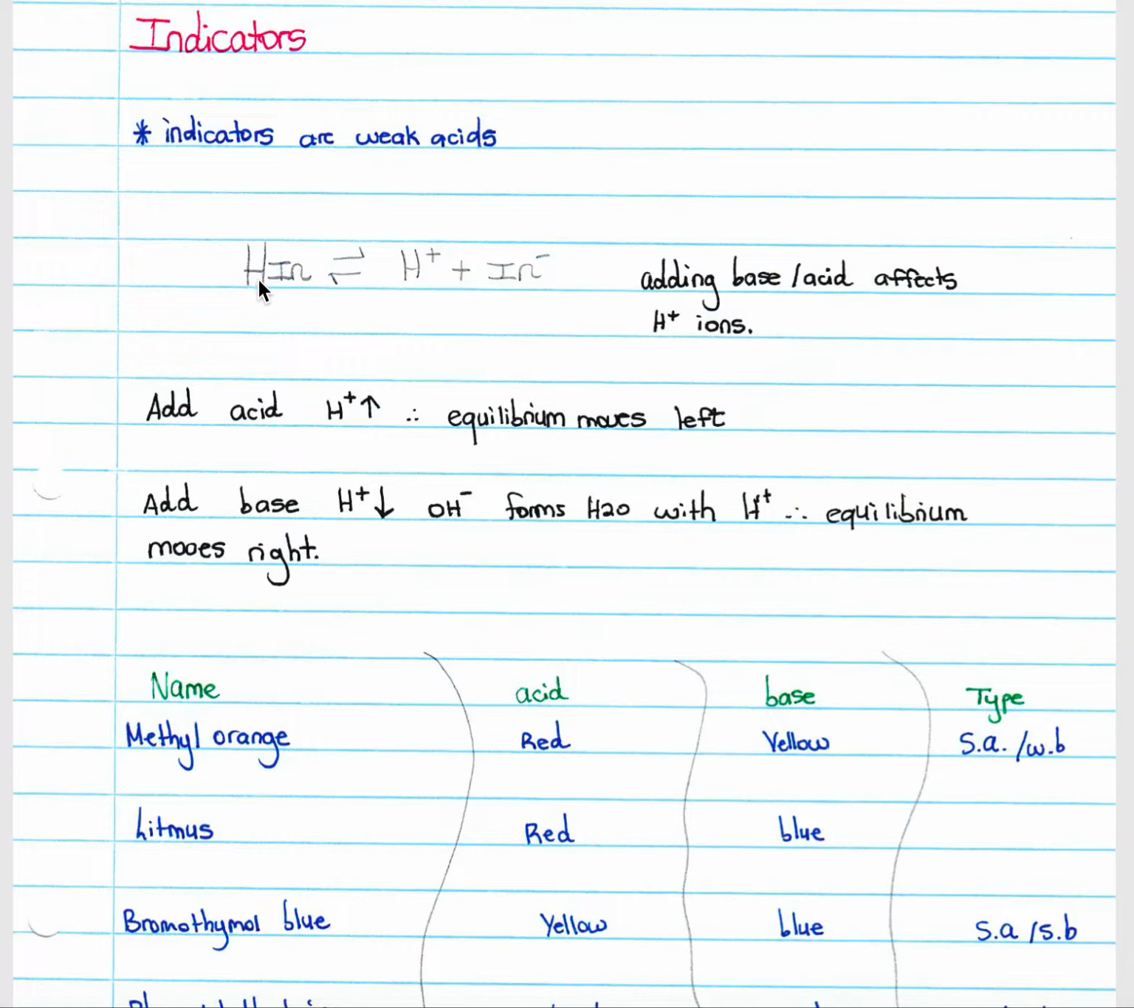We have HIN, shown as our indicator. It ionizes to H plus and In minus. If you add an acid into this solution, your H plus increases. Your equilibrium therefore moves left. Adding a base decreases your H plus, as OH minus forms H2O with these H pluses. Therefore, your equilibrium moves right. The shift in equilibrium causes a change in the color of the indicator, and this is how we determine whether it's basic or acidic.